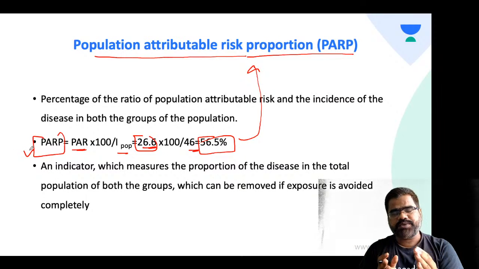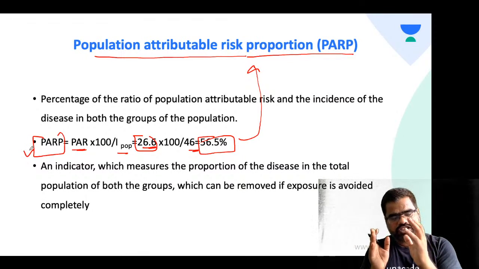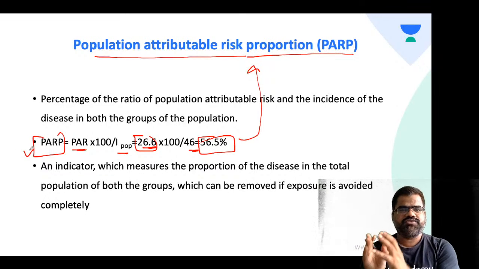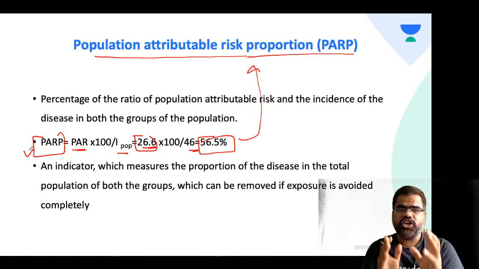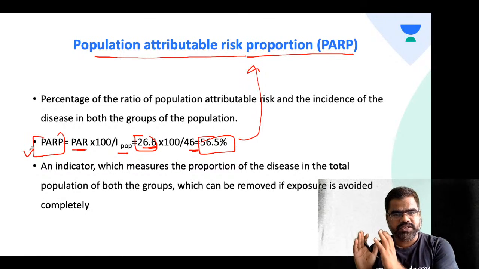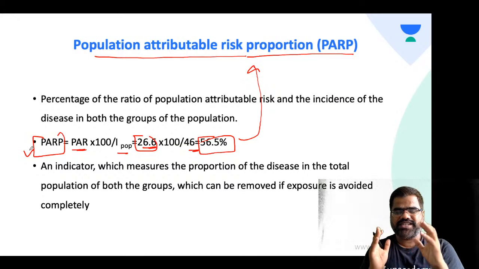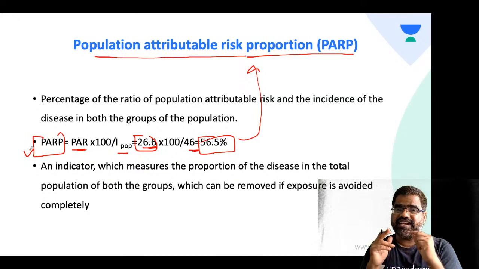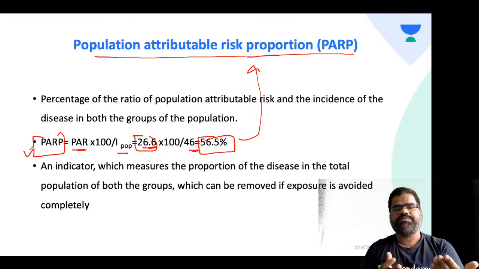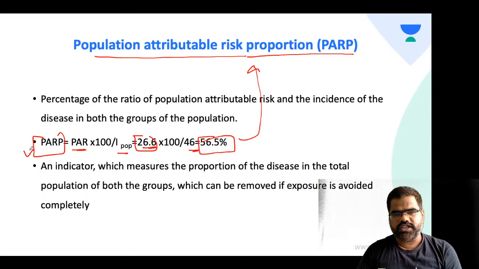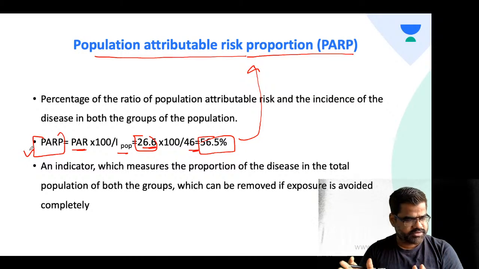And if you are subtracting the non-exposed incidence from the population incidence, you get your population attributable risk, which will help you to understand the attribution in the entire population. And when you express that in percentage, it becomes population attributable risk proportion. Okay.